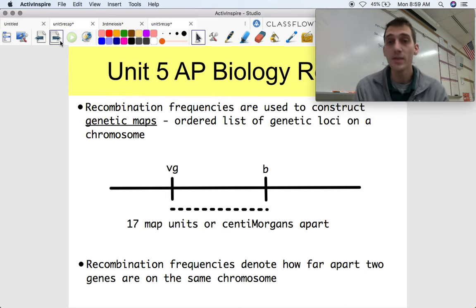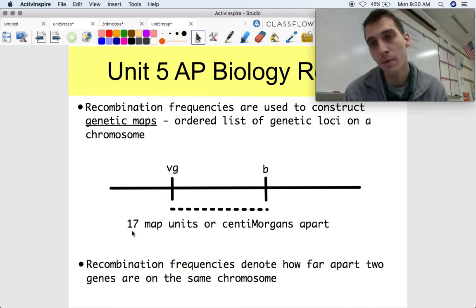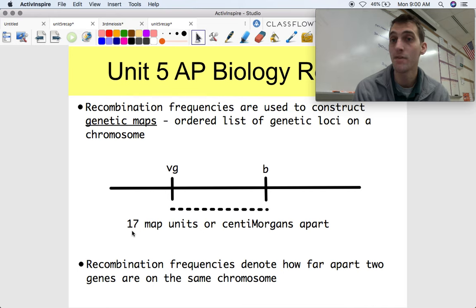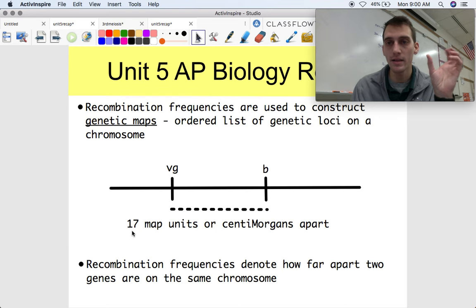And what you can do with this is make what's called a genetic map, an ordered list of genetic loci in a chromosome. If you just draw a line like this, that's a chromosome that a fruit fly would inherit, and you could put these two markers here, VG and B, and designate that they are 17 map units, or centimorgans, apart, because 17% of those flies had recombination and a different combination of genes from their parents. Therefore, those genes are close together, and they're more likely from that cross to match the parents because those genes are so close together.